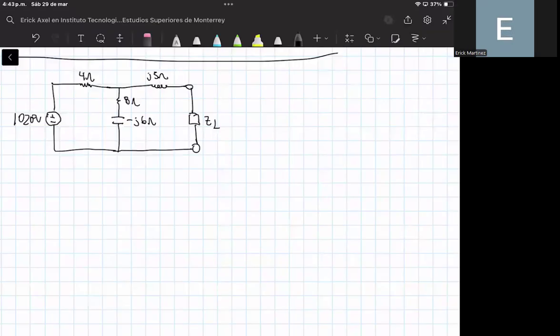Okay, so in this video, I wanted to show how you can compute the maximum average power transfer for an AC circuit. So the idea is as follows.